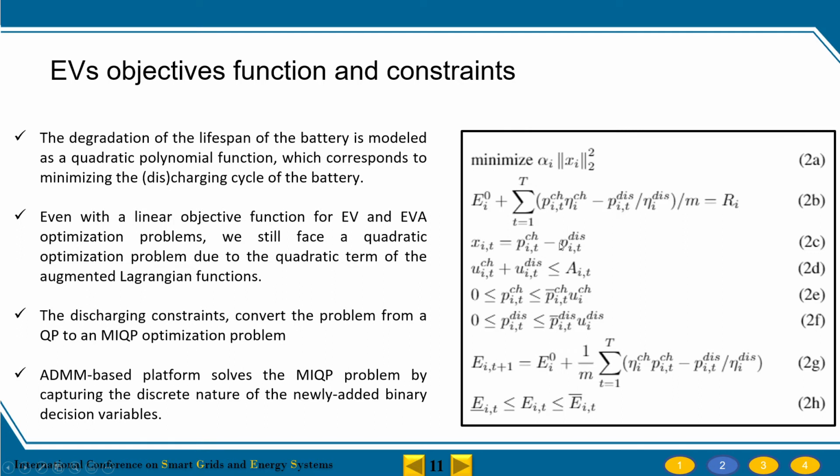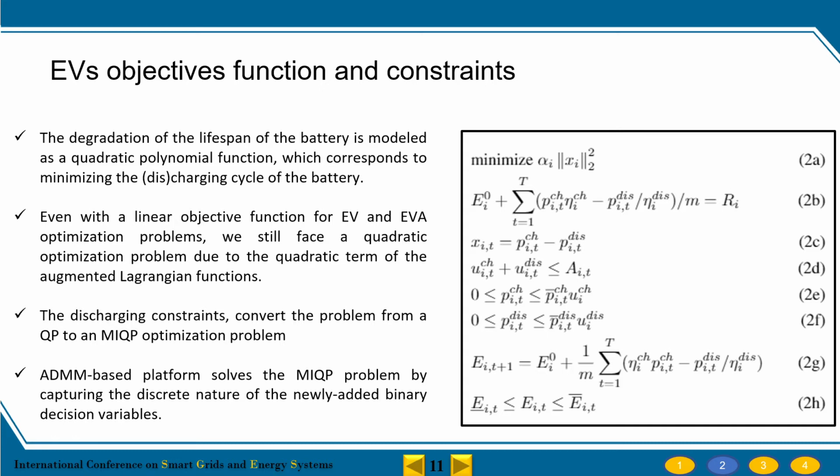So as you can see in 2C, we decompose the problem to charging and discharging. So doing that, we can consider both charging and discharging problems, and in 2D you can see using some binary variables we just avoid to have charging and discharging at the same time when we are connected to the system. But considering these binary variables converts the problem from a QP model to an MIQP model.